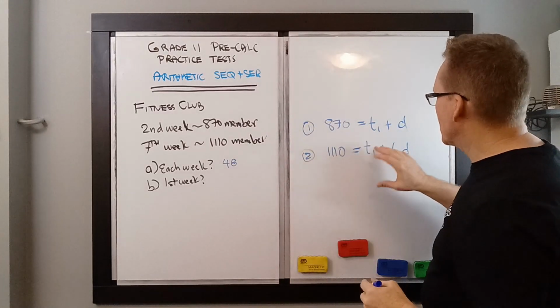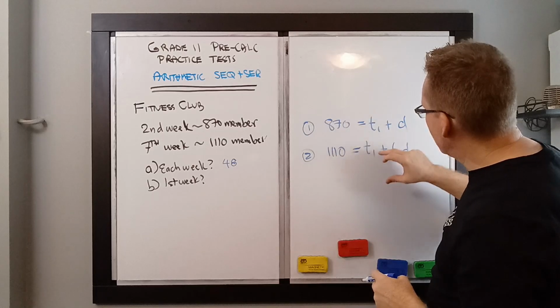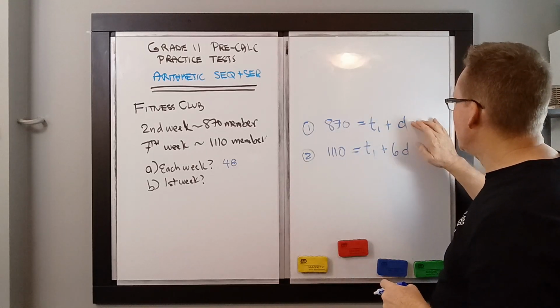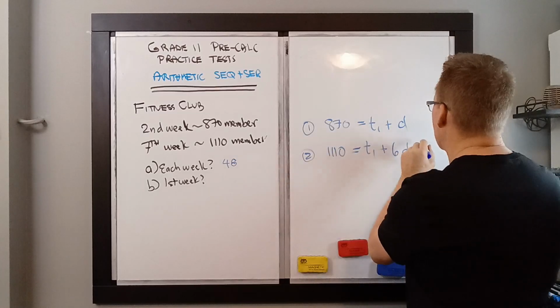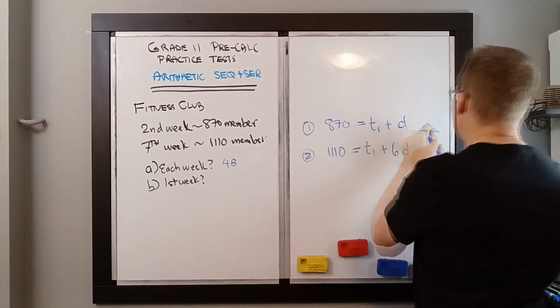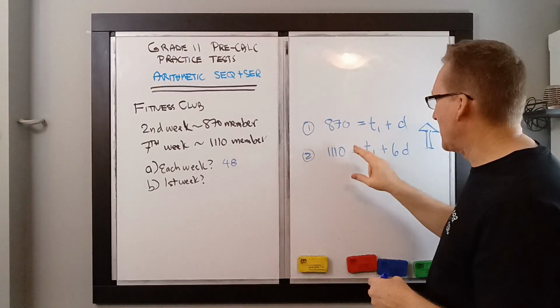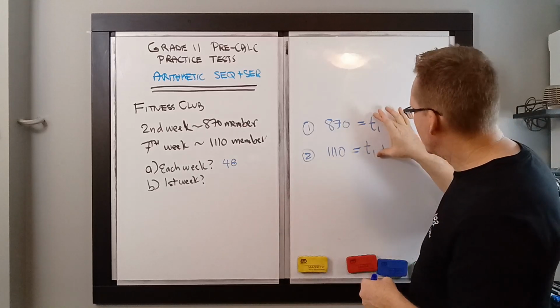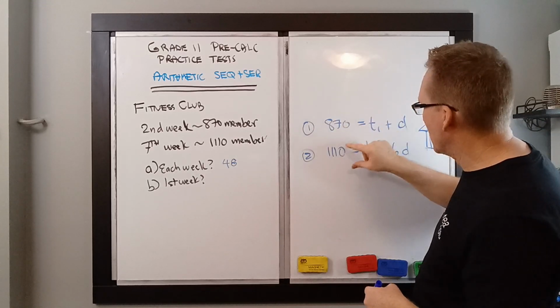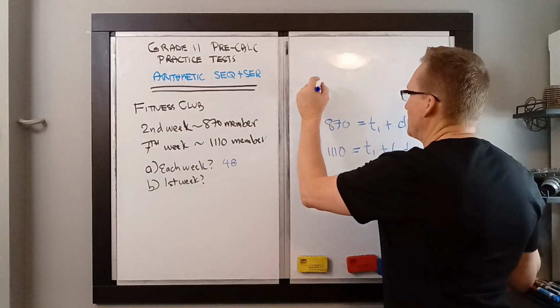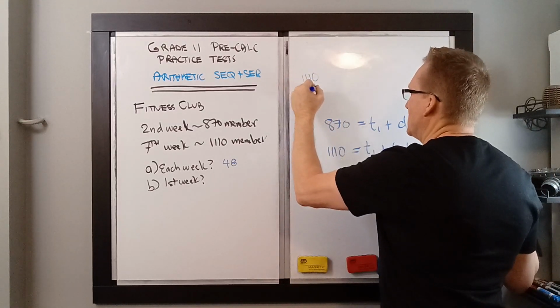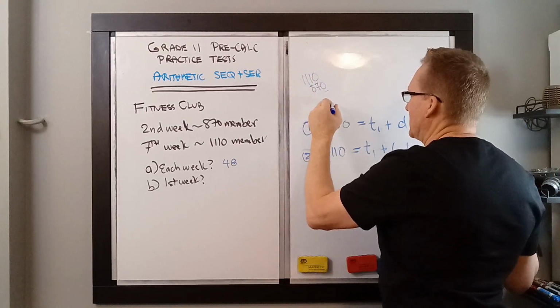You can solve it by noticing here you have T1, here you have T1, and here you have D and 6D. So what if we subtract this going upward? I'm going to go upward in this direction and subtract. Here we're going backwards. We take this, subtract this. That will get rid of this one variable here. So 1110 minus 870. If you want to do the math here, subtracting like that, you're going to get 240.